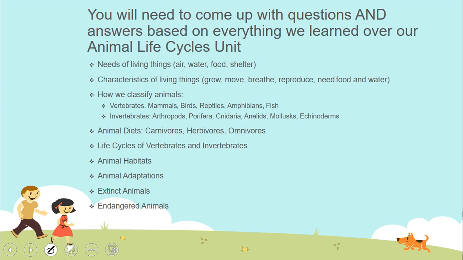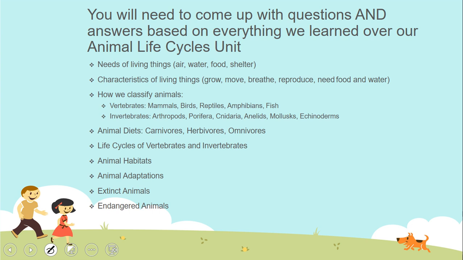Okay, and then we reached online learning and we started talking about animal diets. So remember that there are 3 animal diets. Think about what each diet is, maybe some examples of those animals that are each diet type. Then we talked about the life cycles of vertebrates and invertebrates. We talked about animal habitats and animal adaptations in our animal report.